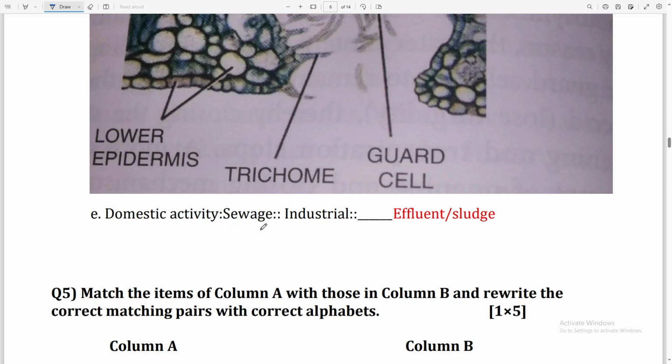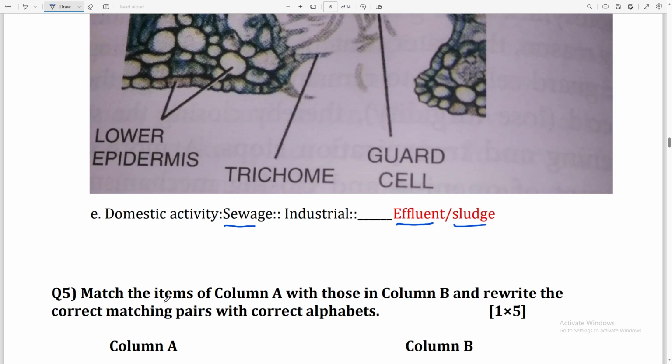Domestic activity, sewage, industrial, effluent or sludge. Sewage consists of liquid waste, so the liquid waste from the industries is known as effluent, or else you can write sludge.